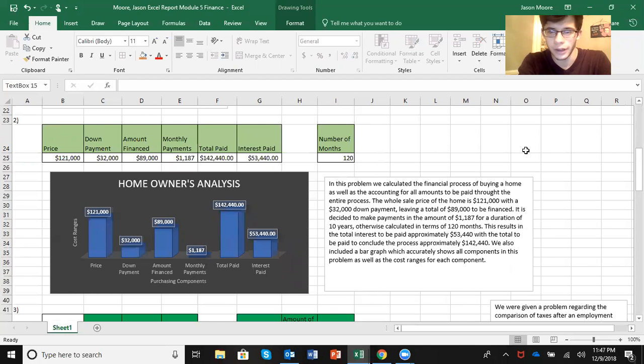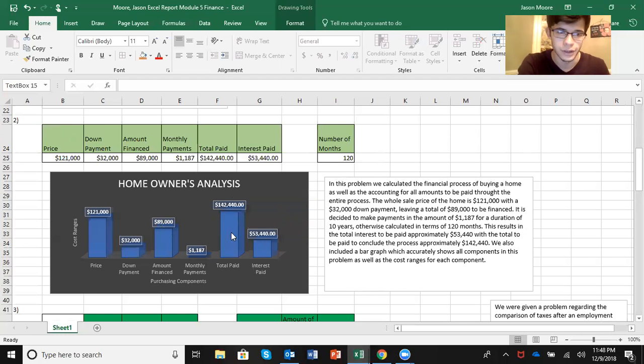And for calculation purposes, in terms of the interest formulas, we go ahead and change years to months, so that equals 120 months. And that results in a total interest to be paid of approximately $53,440. As well as the whole process, once it's completely concluded, would result in around $142,440.